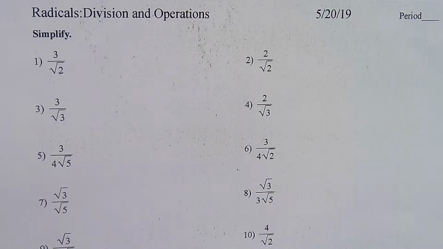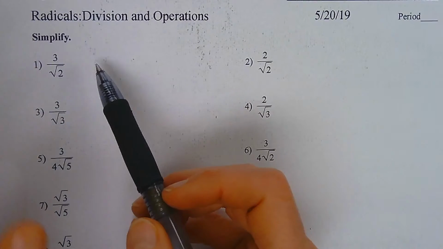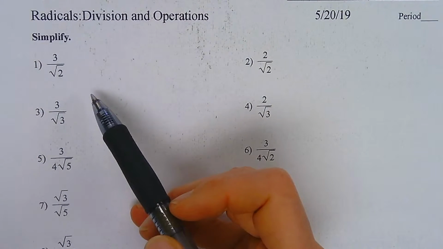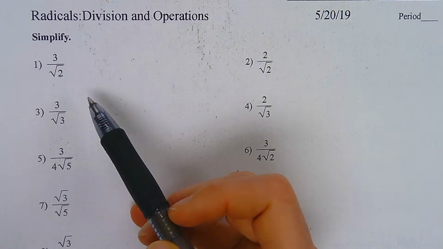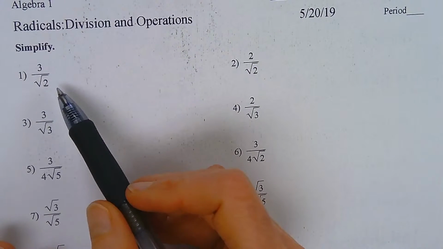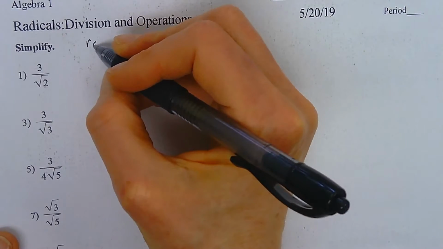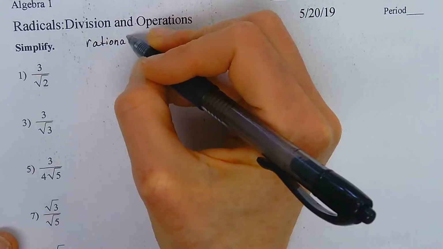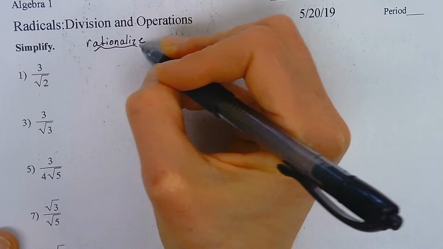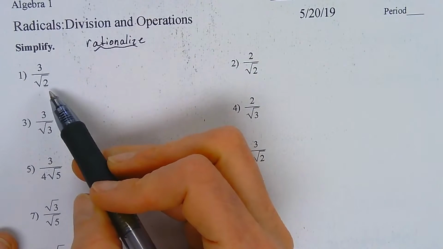Hello, students. So today we learned about radicals with division. And we learned that when we have a radical in the denominator of a fraction, then we need to rationalize the denominator. We need to rationalize it, which means we need to make it not be a square root anymore.